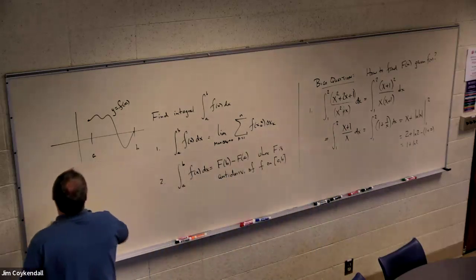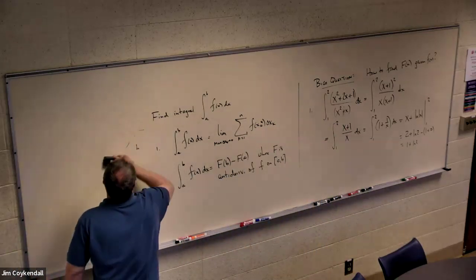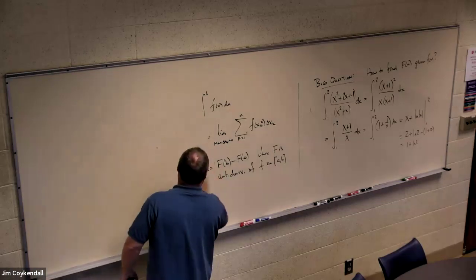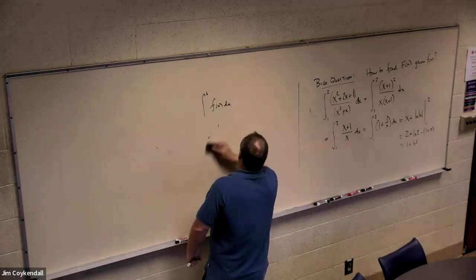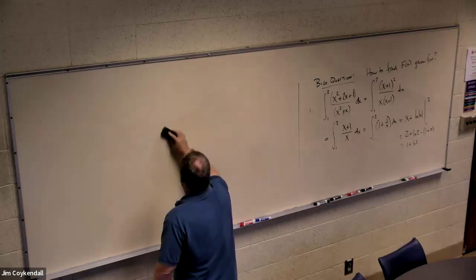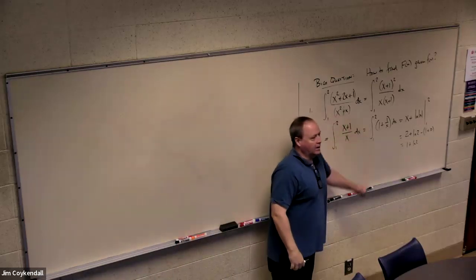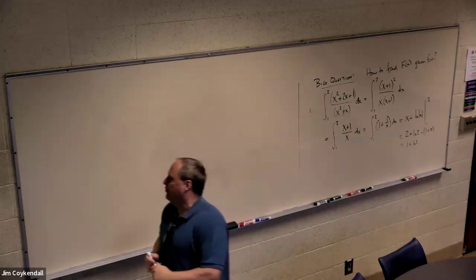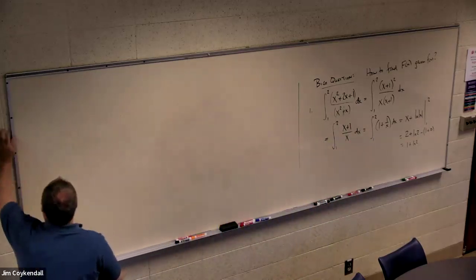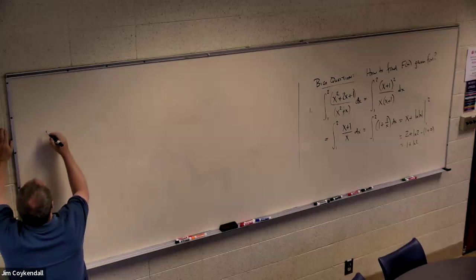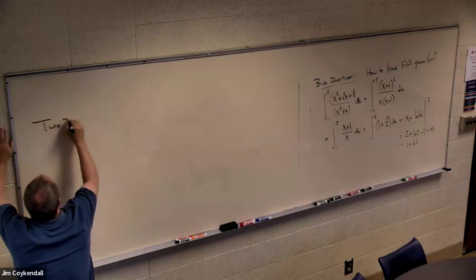There are two basic techniques that are what you might call calculus techniques. When you get to 1080, you will generalize this by doing something called partial fractions, which is an algebraic technique. So there are two basic techniques.